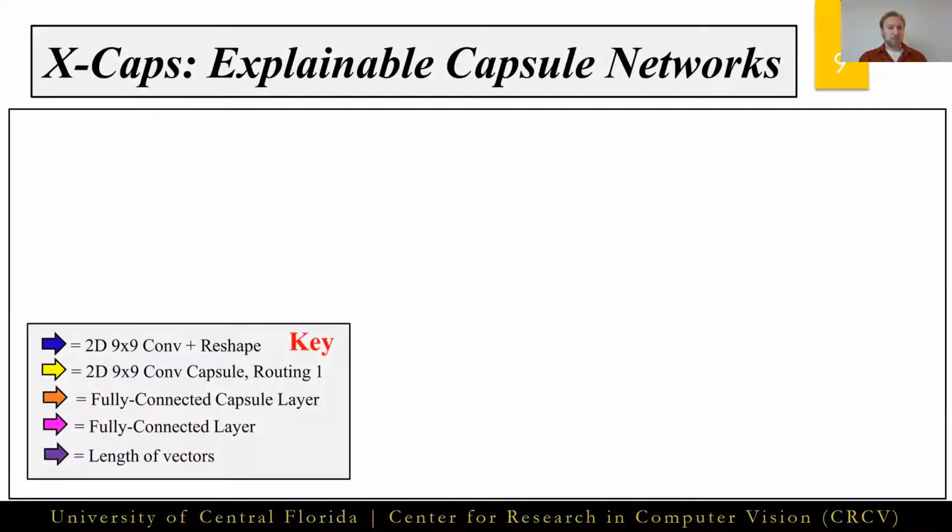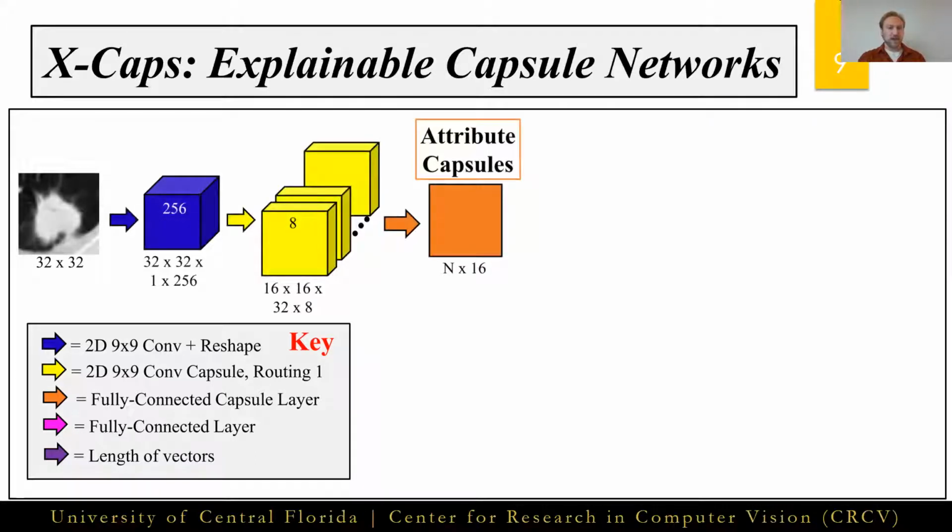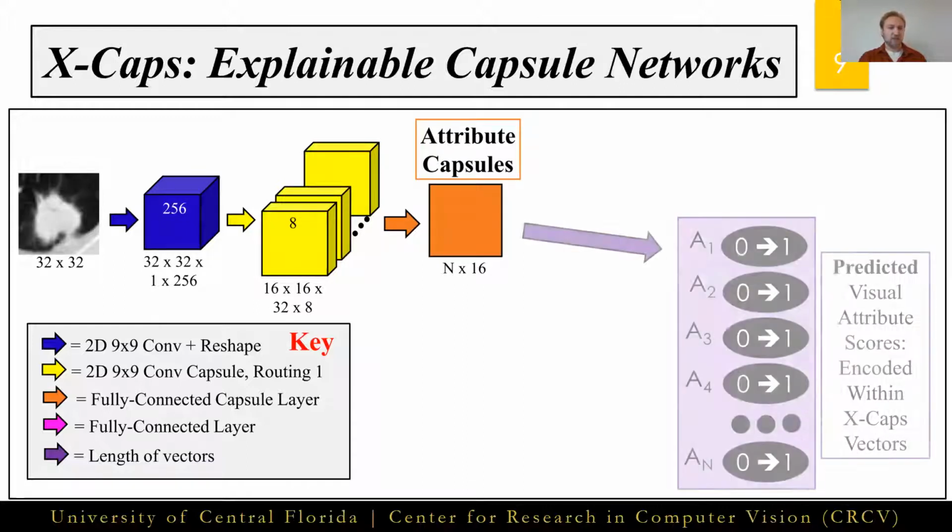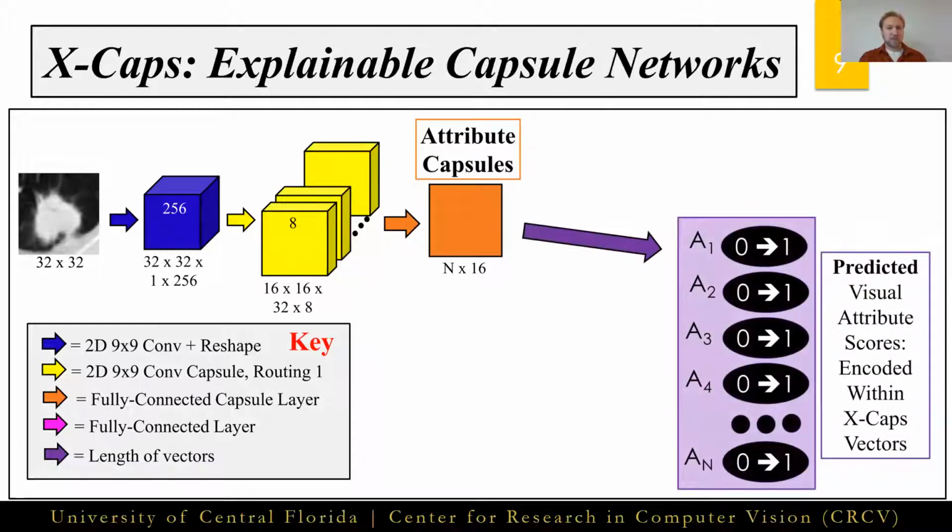To solve this problem, we proposed an explainable multitask capsule network. An object, in this case a lung nodule, is input to our 3-layer 2D capsule network to form attribute prediction capsule vectors. Each of these vectors is supervised to encode a specific visually interpretable attribute of the target object, where the dimensions of each vector capture the possible variations of that attribute over the dataset. And the magnitude of the vector represents the attribute's presence, or in our case, its score.